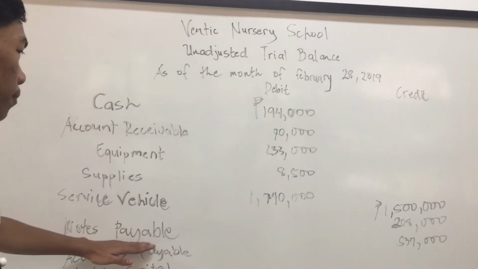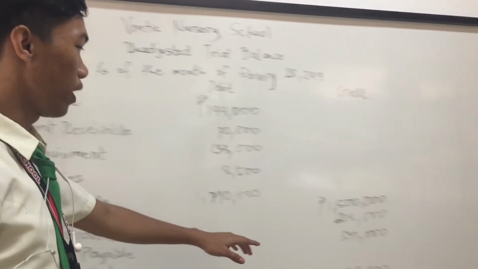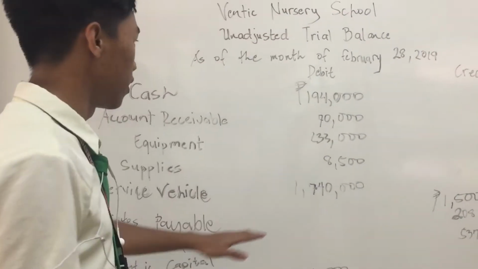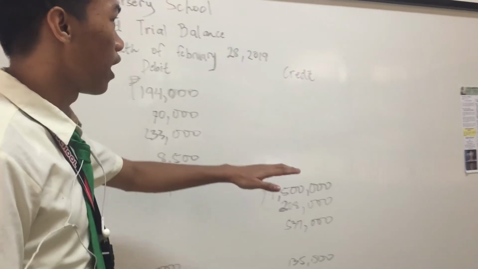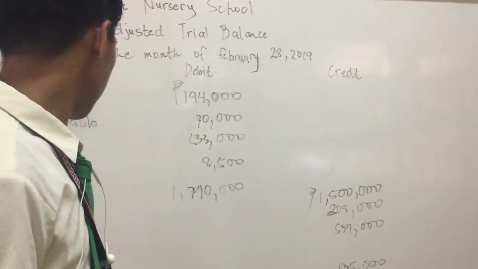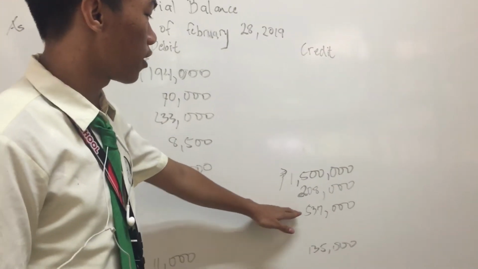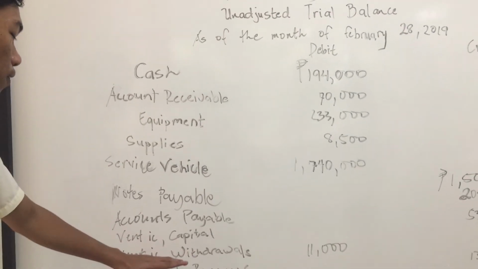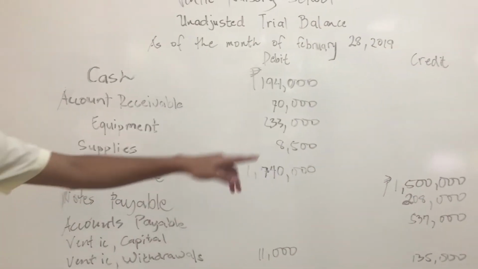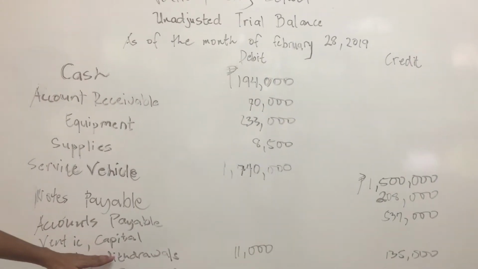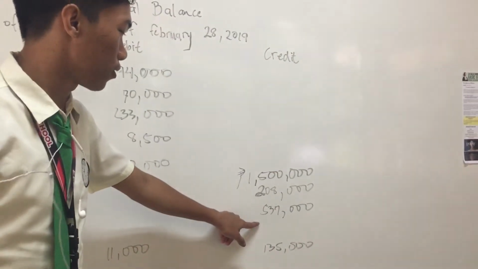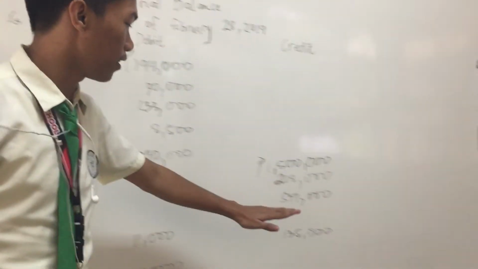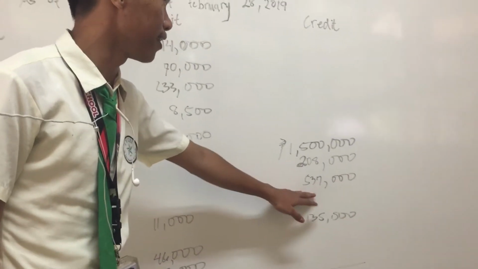Accounts payable. The amount of accounts payable, we have 208,000 pesos. So that's the accounts payable. It belongs to credit. The end balance of the T account is 208,000 pesos, so we put it in here. Vintage capital. Vintage capital belongs to credit. The amount of vintage capital, we have 537,000. So we copy the end balance of the T account. So we put in here the 537,000.